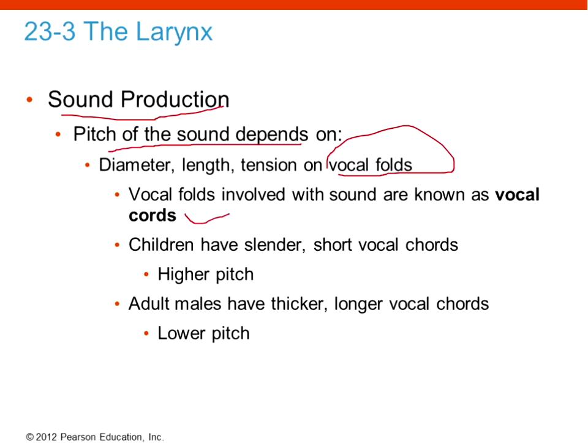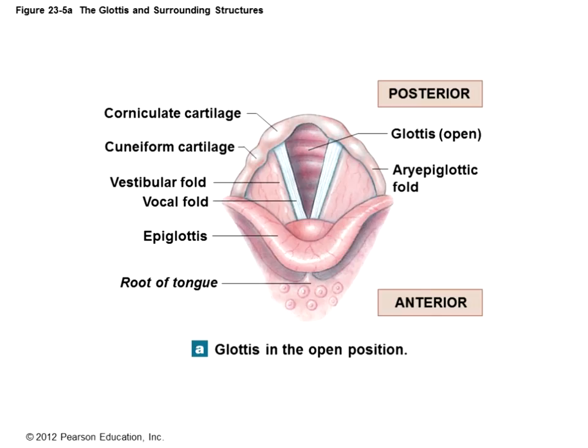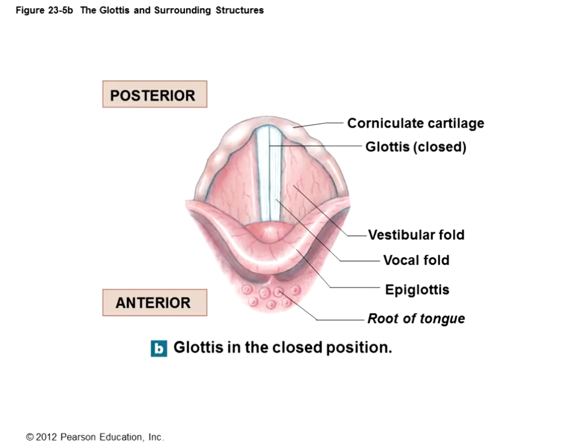Vocal folds are also known as vocal cords. For instance, children have slender, shorter vocal cords that can produce a higher pitch, whereas adult males, for instance, have thicker, longer vocal cords that are going to produce a lower pitch, right? And so that's going to vary, and that's where sound production is coming from, the vibration of these vocal cords. Okay, and so here's a nice shot of the vocal folds or vocal cords here, right? And then you have the vestibular folds over here. And you can see this in our nice model in lab.